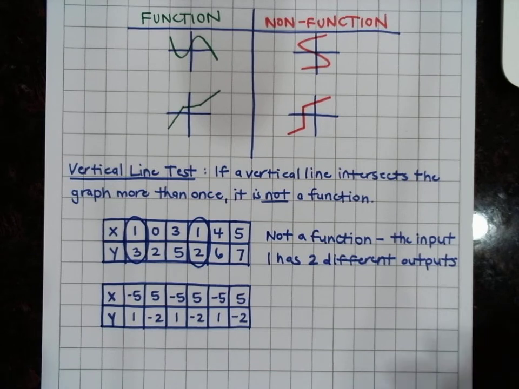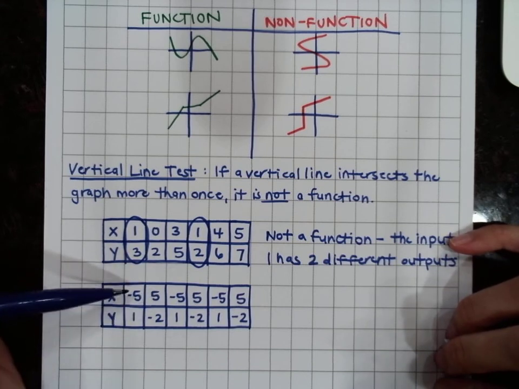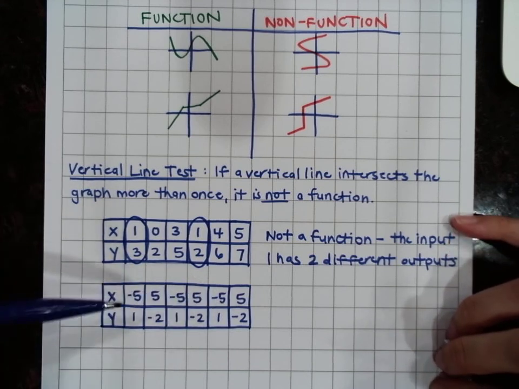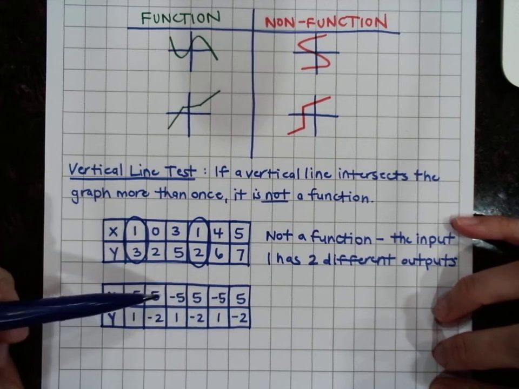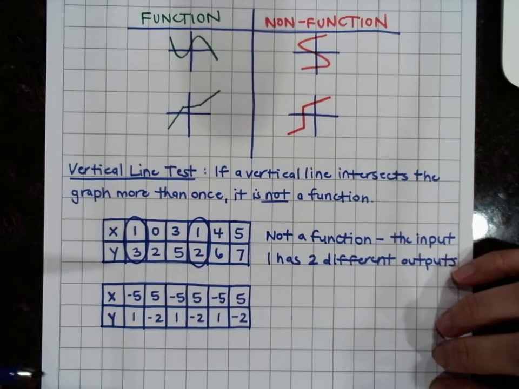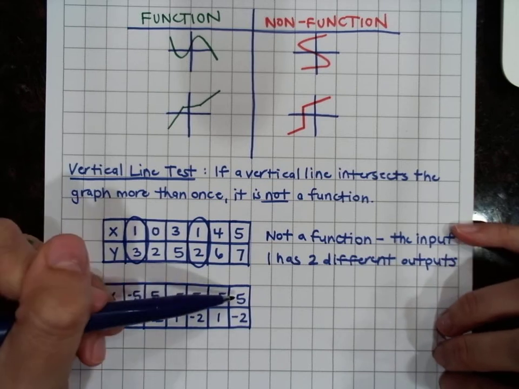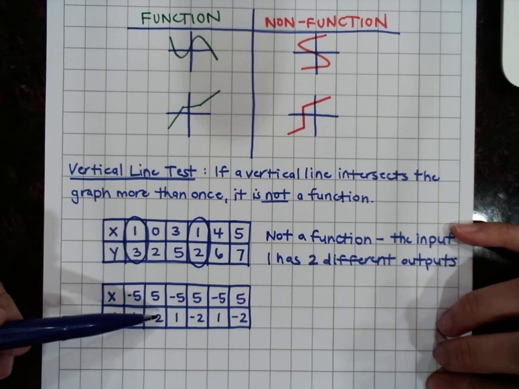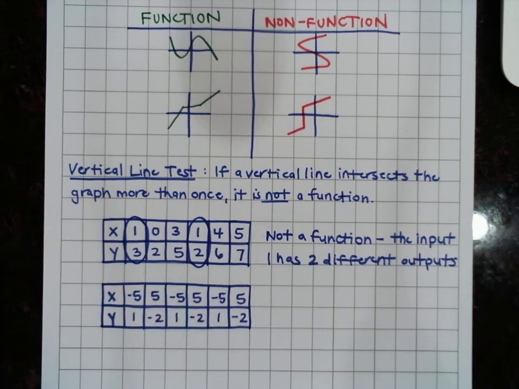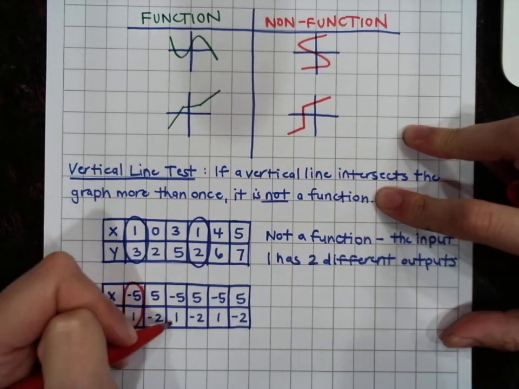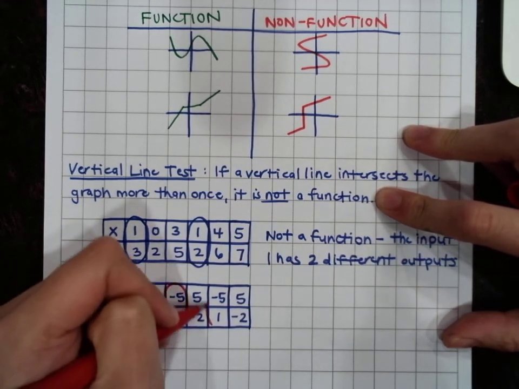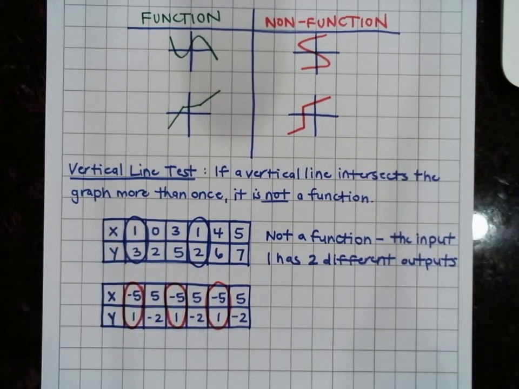So looking at this table, -5 and 5 repeat themselves several times. So we have -5, -5, -5, 5, 5, 5. Okay, which is fine. The x's can repeat themselves as long as the y's are the same every single time. So let's look at all the -5s. Every time the x is -5, the y has to be 1. -5 and 1, -5 and 1. Okay, so the -5s are fine. Every single time we got the same output.